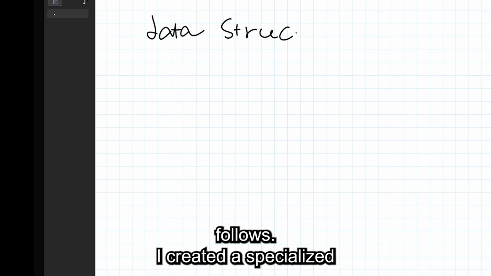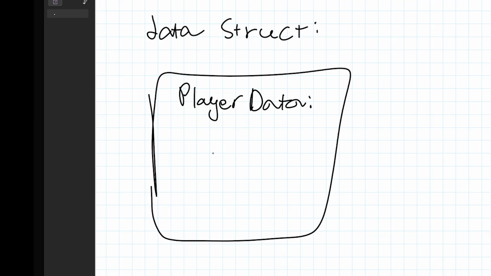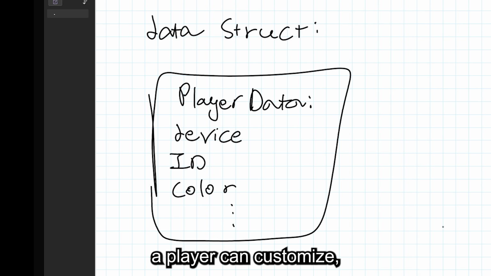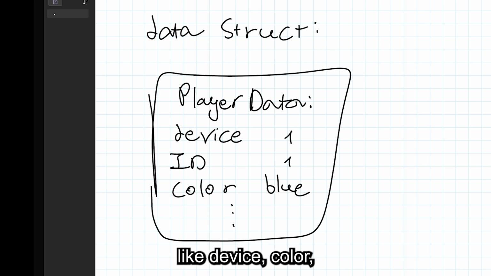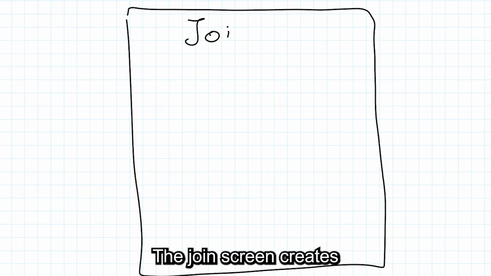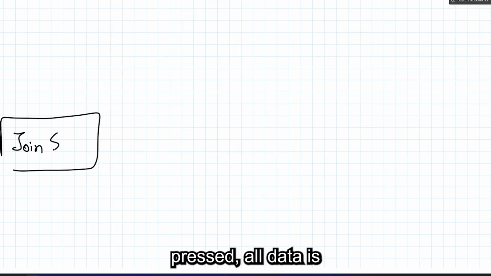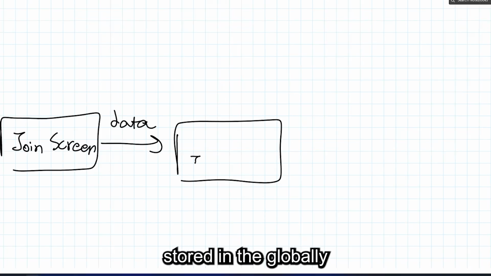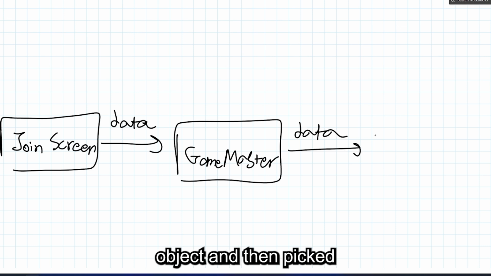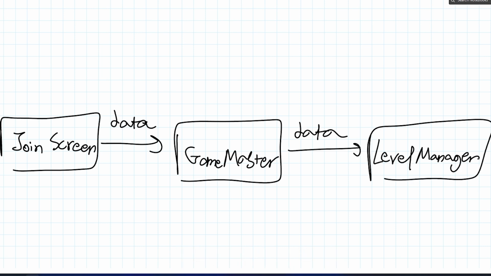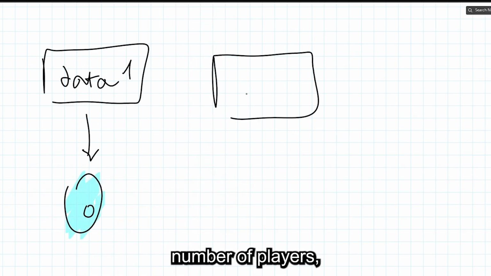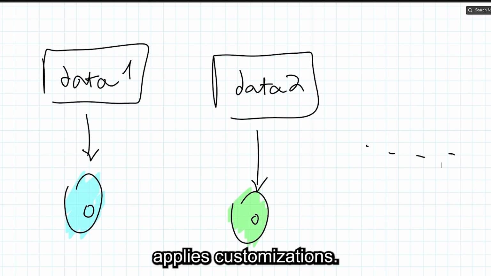I created a specialized data structure, player data. It holds all information a player can customize, like device, color, abilities, and so on. The join screen creates and edits these objects. Once the play button is pressed, all data is stored in the globally loaded game master object and then picked up by the level manager. It spawns the right number of players, assigning controls, and applies customizations.